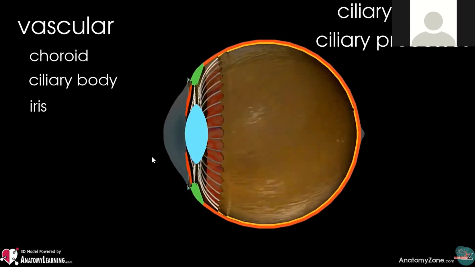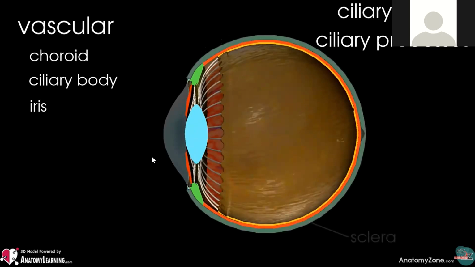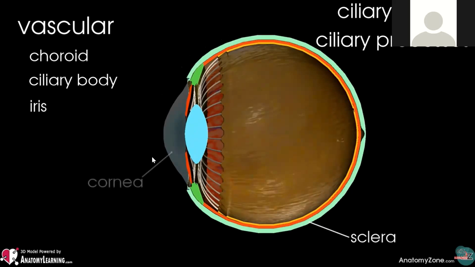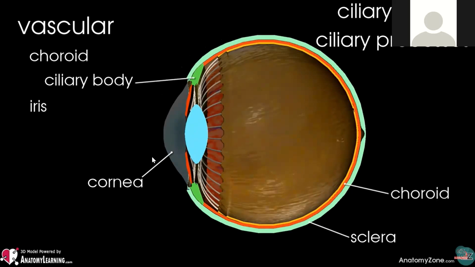Let's just review the structures that we have already discussed so that you are oriented to this view. You can see the outer fibrous sclera in continuity with the cornea anteriorly. You can also see the inner vascular choroid and the ciliary body here in green.